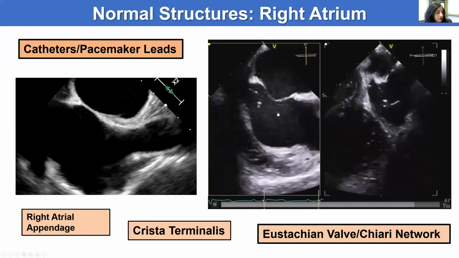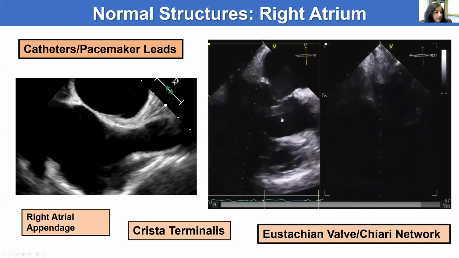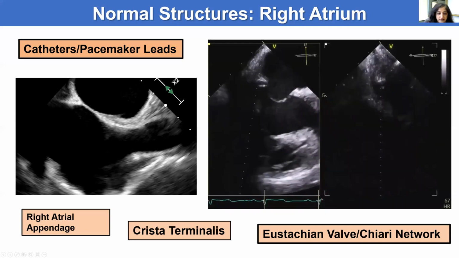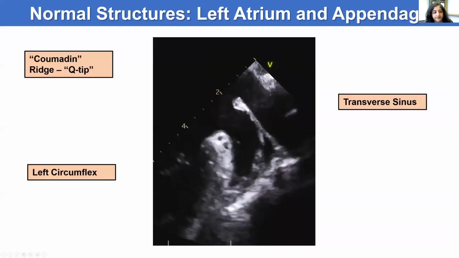Catheters and pacemaker leads in the right atrium are very common. It's good to know before you start a TEE what the patient has in their right atrium. Thrombi, vegetations, and echo densities can be seen on these, and so these should also be interrogated in their entirety.